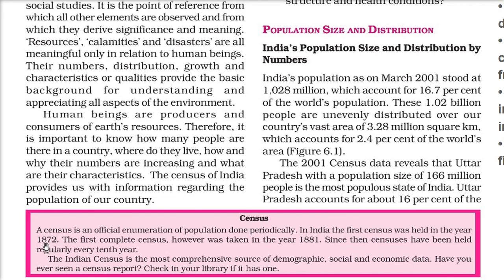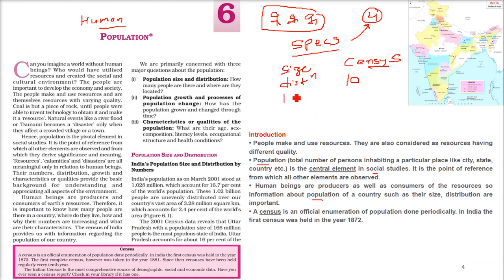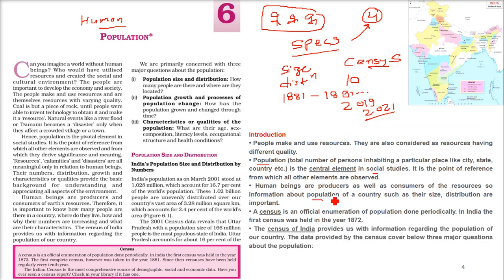That's why the first one, which actually started in 1872, took until about 9 years to be completed. And since everything started from 1881, then we have 10 years. So you can see that next was 1891. Likewise, now we are in 2019, so next is going to be 2021. So this is going to be the census in 2021.